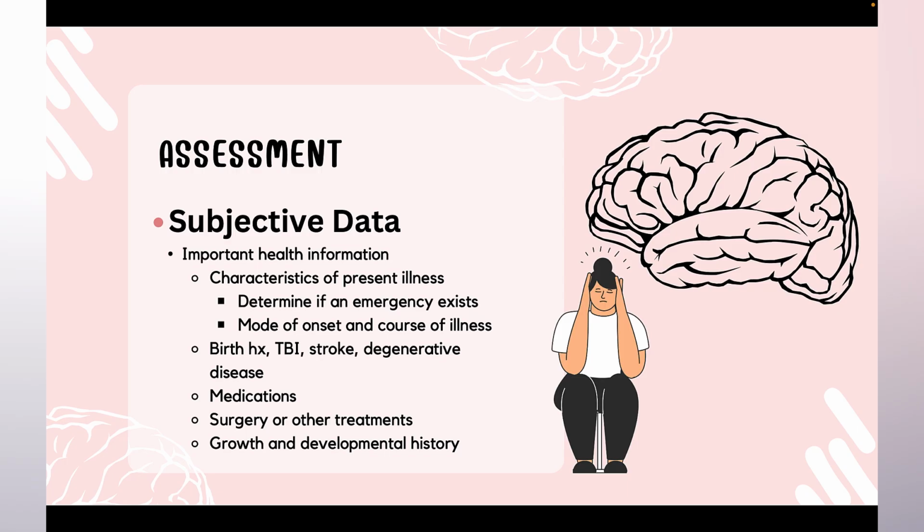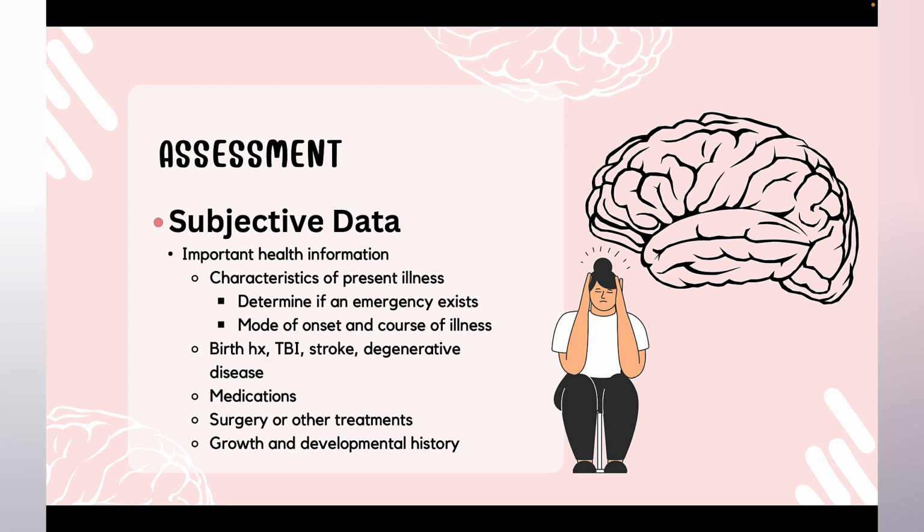Something else that's really important with neuro patients is to always know their baseline. So know how they are normally, how they act normally, if they have any deficits from something that they previously had, like a stroke or something like that. So that way you know what the patient's baseline is. That way, if they deviate from the baseline, you will know that there's an issue going on.